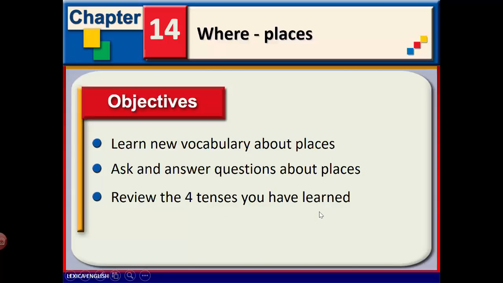So you have learned four tenses, right? So what tenses have you learned? All right, number one, the present simple. Number two, present continuous. Number three, past simple. Number four, present perfect. Right. So, the formula for present simple, what is it?